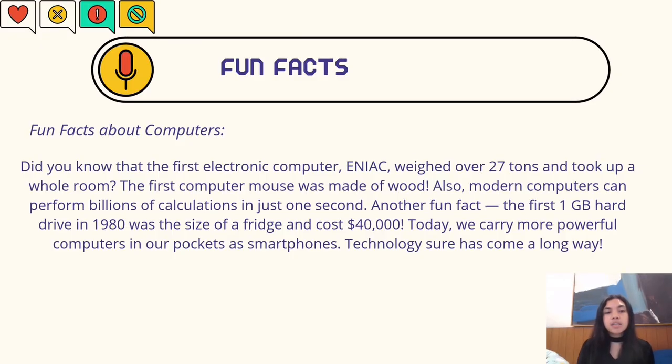Fun facts about computers. Did you know the first electronic computer, ENIAC, weighed over 27 tons and took up a whole room? The first computer mouse was made of wood. Also, modern computers can perform billions of calculations in just one second. Another fun fact, the first 1 gigabyte hard drive in 1980 was the size of a fridge and cost $40,000. Today, we carry more powerful computers in our pockets as smartphones. Technology sure has come a long way.